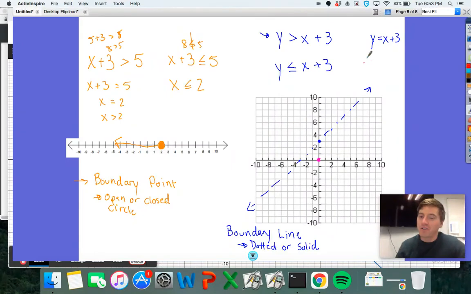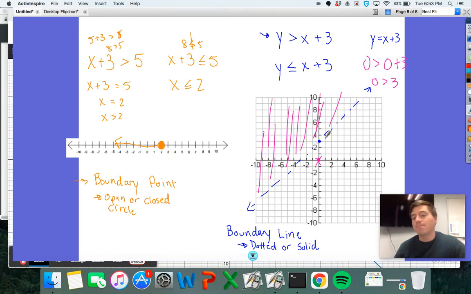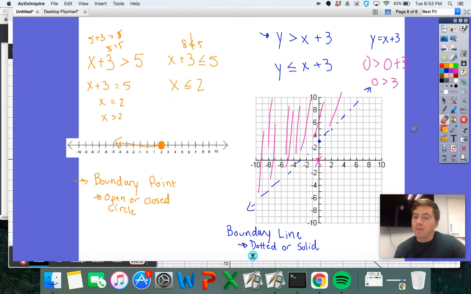Because when I plug in 0, 0, I'm going to get 0 greater than 0 plus 3. So is 0 greater than 3? It's not. So this point doesn't work, and that means we're going to shade on this side. You can kind of shade like that, or you can color it all in or whatever you want to do. I like to just kind of draw some lines over there. Say, this is my solution side over here because this point did not work.